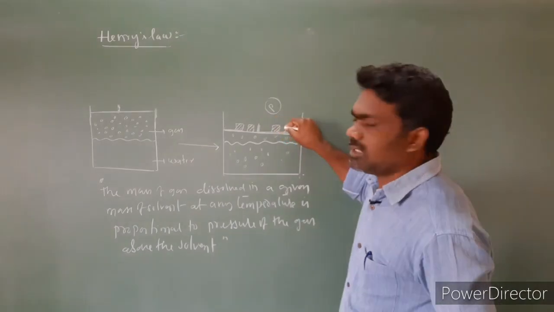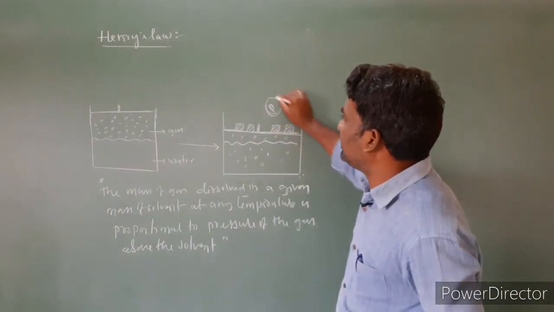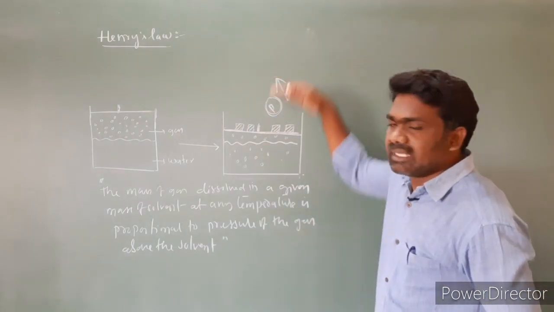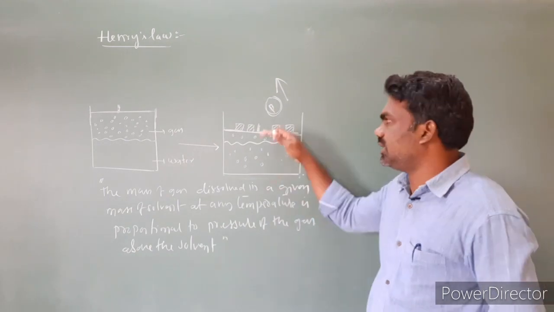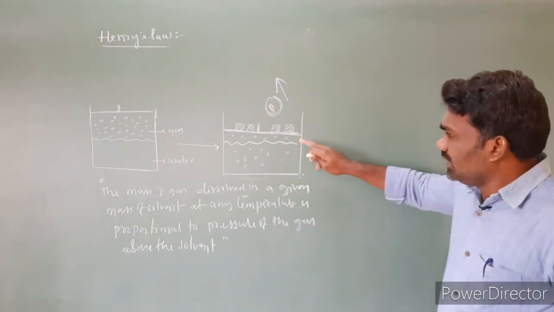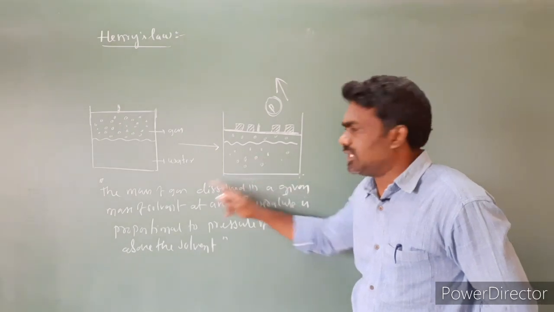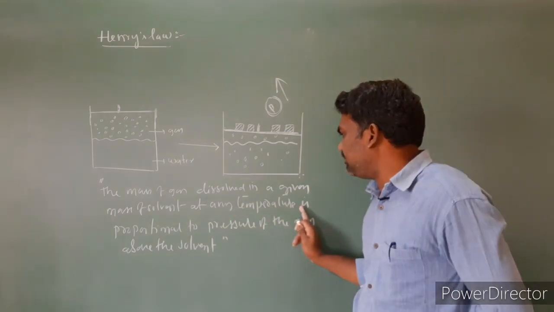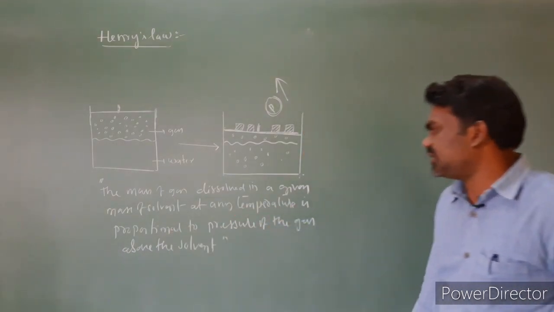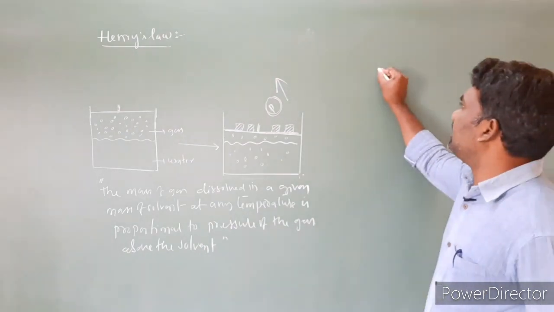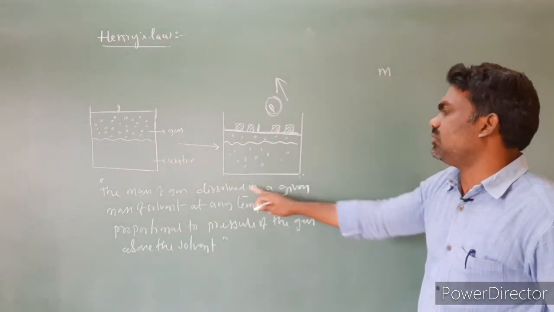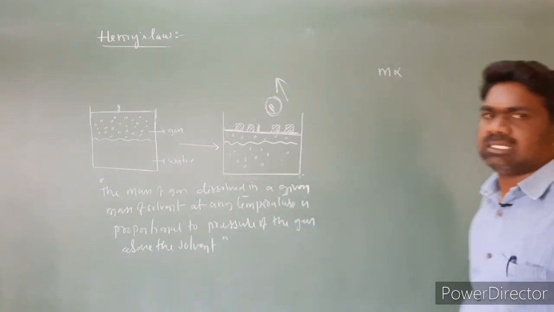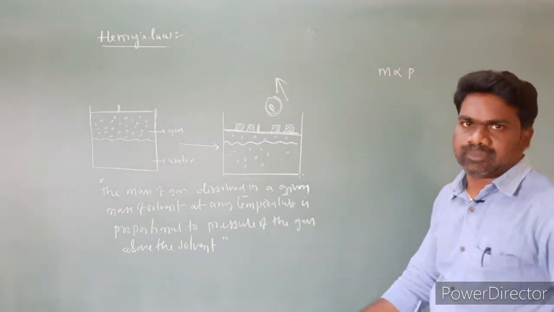Whenever the weights upon the piston increase, the pressure is going to increase. Whenever the pressure increases, the gas molecules will dissolve in the water. Here, the mass of gas dissolved in a given mass of solvent at any temperature is directly proportional to the pressure of the gas above the solvent. This is the meaning of the statement.